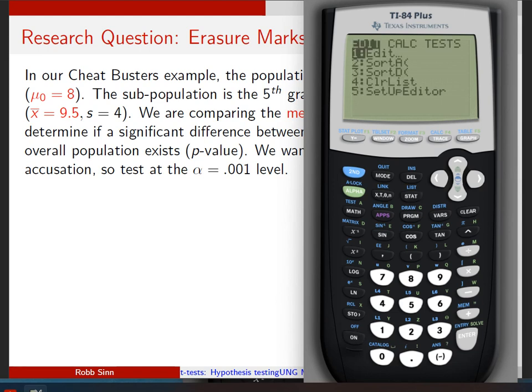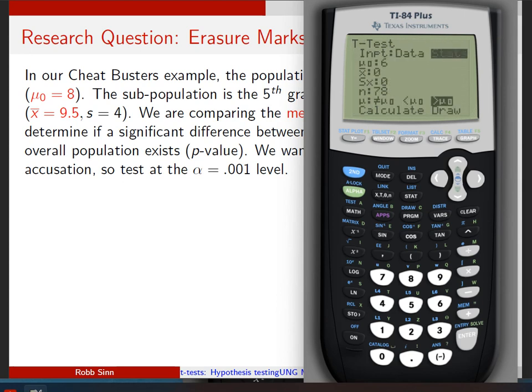And then stat button, and I want to go to test. You see these three menus in all caps at the top: edit, calc, and tests. All right. So I want to go over to test, and you see t-test right here is option number 2. So I'm going to go to t-test. I'm going to hit enter.